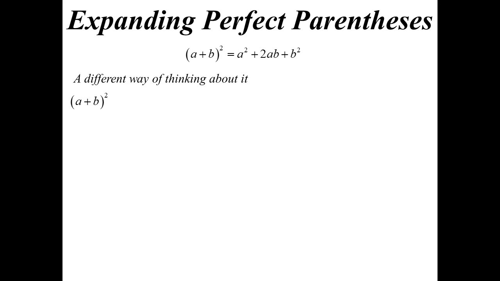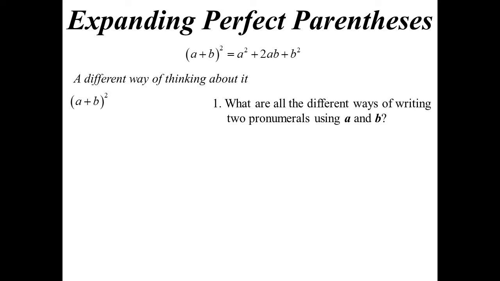Let's build on this expansion even more. Expanding perfect parentheses, these sorts of things, the perfect square, the perfect cube and so on. Well, we know this one: (a + b) squared is a squared plus 2ab plus b squared. But let's now think about it differently. (a + b) squared. So my question is, what are all the different ways I could write down 2 pronumerals, but only using the pronumerals a and b?